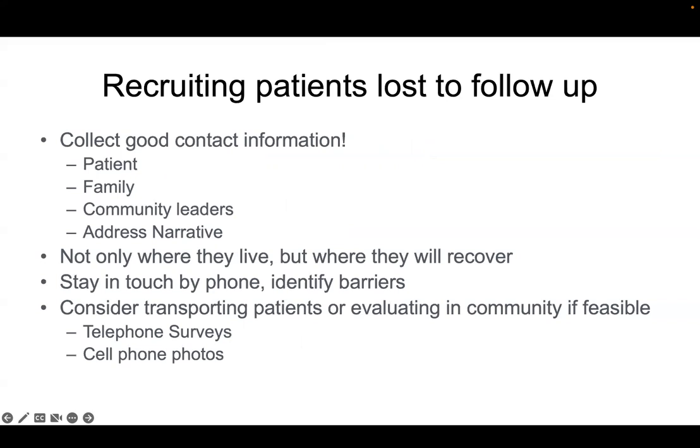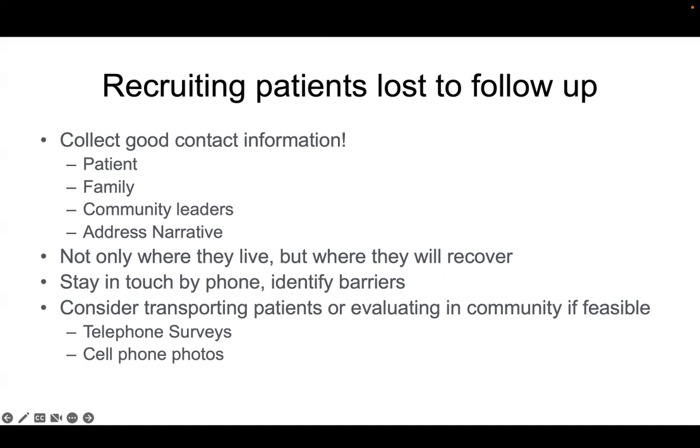Patient information. What are members of their families? If they live in a community, can they provide information on community leaders that can help us track these patients down? Narrative addresses, right? Sometimes patients may not have an actual street address. And so we need to get information documented that provides a narrative as to how one could find them.